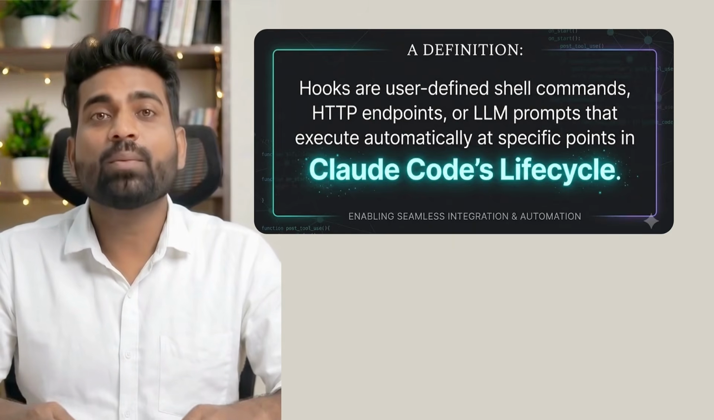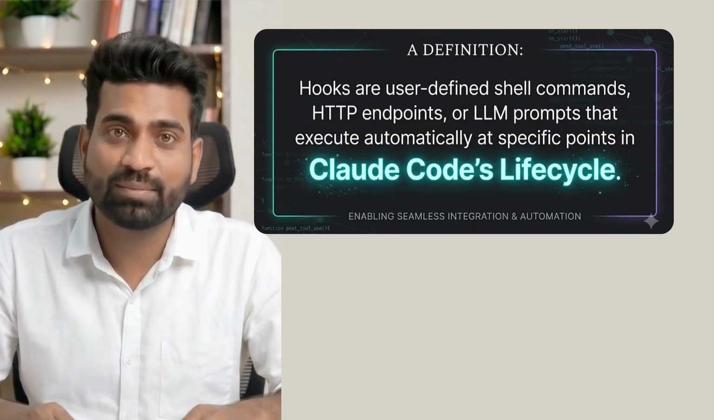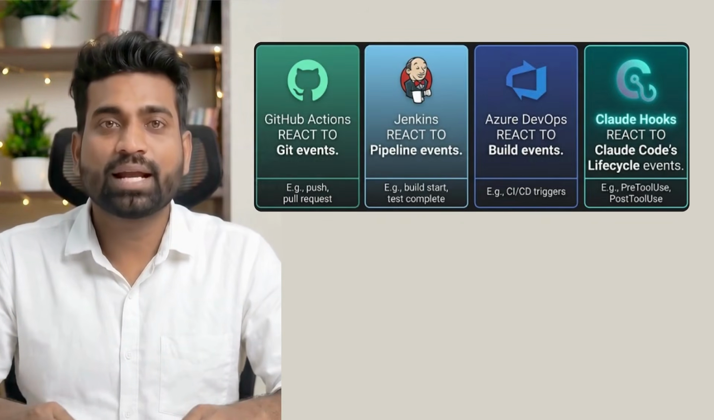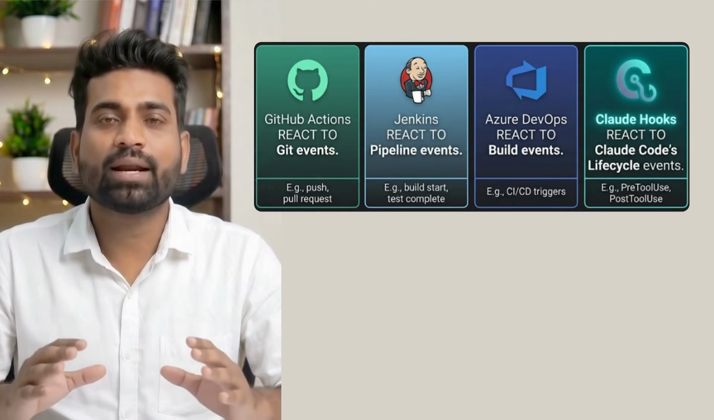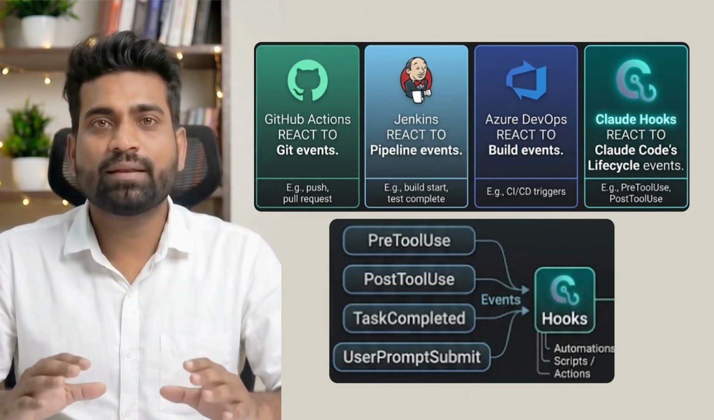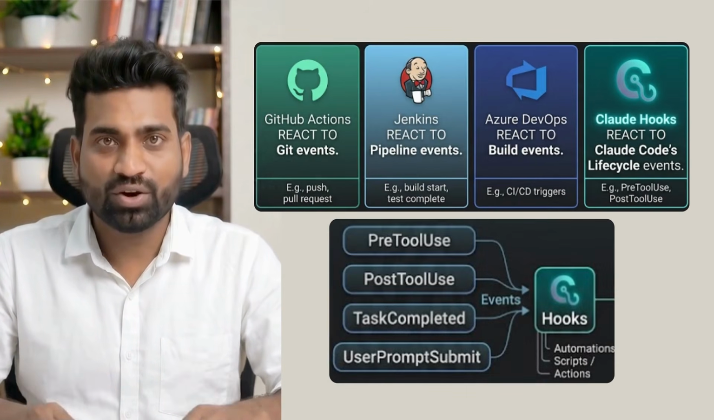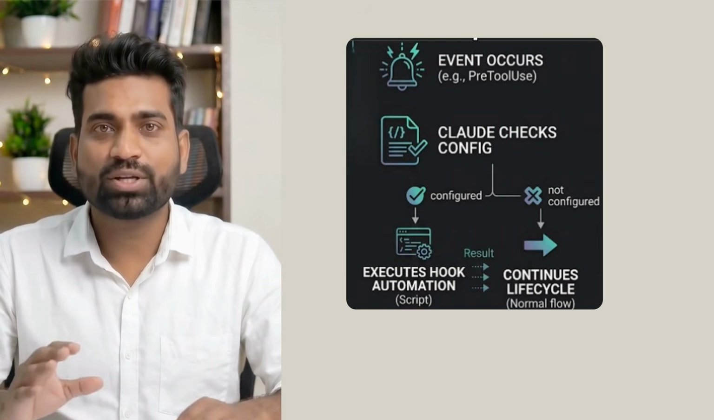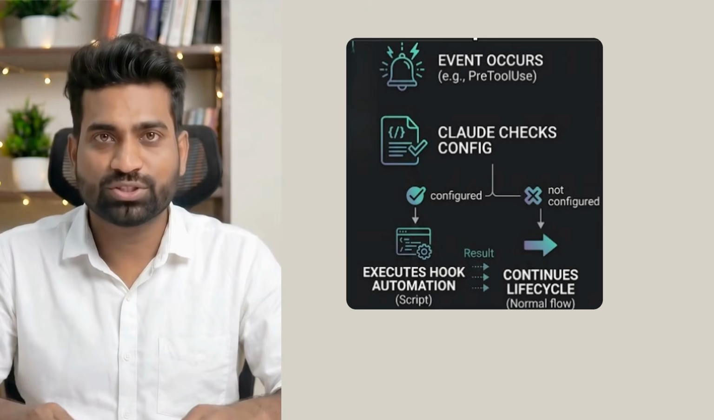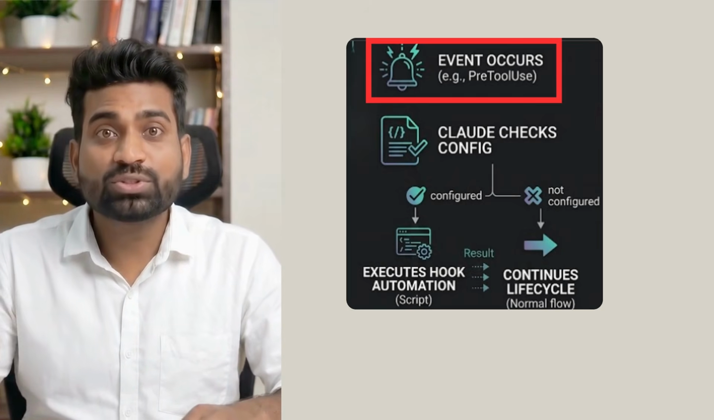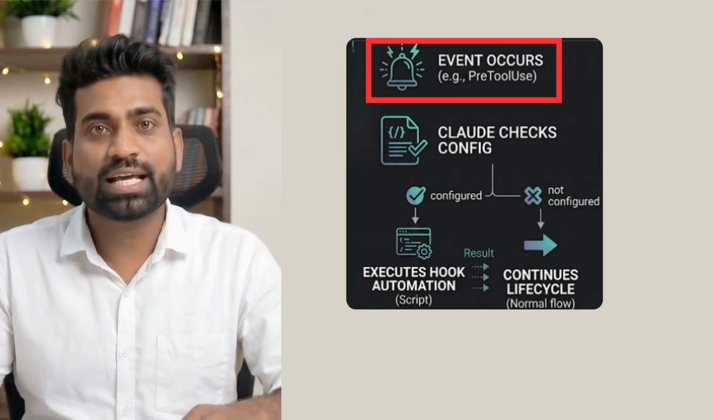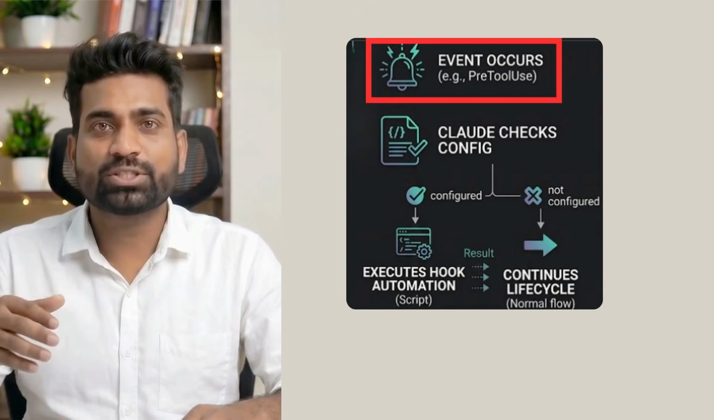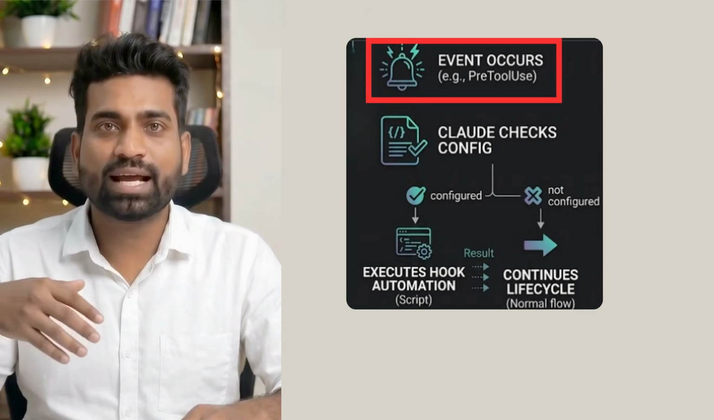Every automation platform works on the same principle. GitHub Actions react to Git events, Jenkins reacts to pipeline events, Azure DevOps reacts to build events, and Claude hooks react to Claude events. Whenever one of those events occurs, Claude checks whether you've configured a hook for it. If you have, it executes that automation. Which means the most important concept to understand isn't actually hooks, it's events. To understand those events, we first need to understand how Claude actually processes a request. The answer lies in Claude's event lifecycle.